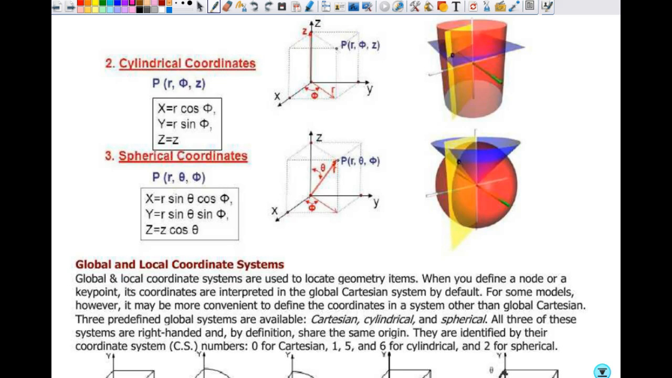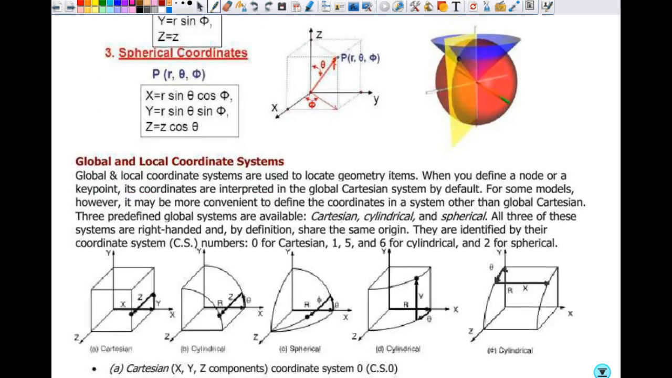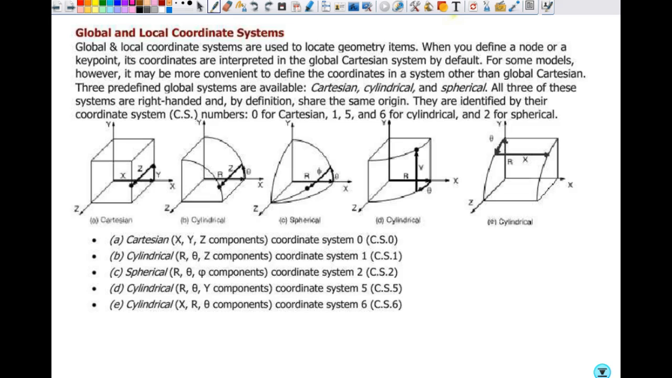Down here at the bottom, I just gave you a different view of them. So it talks about global and local coordinate systems, because you can change the coordinate system you're in depending on the problem that you want to do. But what it says is when you define it, the global Cartesian system is the default. Sometimes you want it to be in other systems other than the global coordinate system, and they are predefined as Cartesian, cylindrical, and spherical. And then it talks about numbering and all that. I just left all that weird numbering and stuff here.